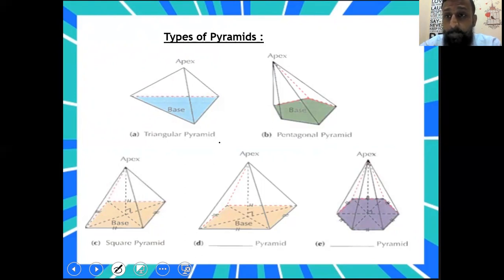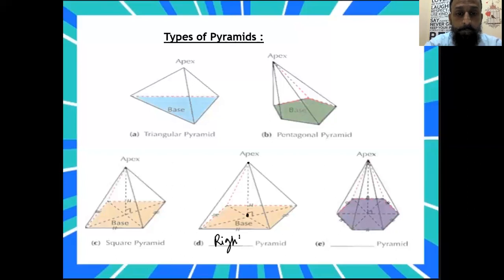Now what is a right pyramid? A right pyramid is a pyramid with the base that is a regular polygon and whose apex is directly above the center of the base. Now can you see this apex? It is directly above the center of the base, so we will be naming it as a right pyramid. Again, a square base pyramid is also a right pyramid. Now the last one, it's a pyramid with 6-sided base, so we will be naming it as hexagonal base pyramids.